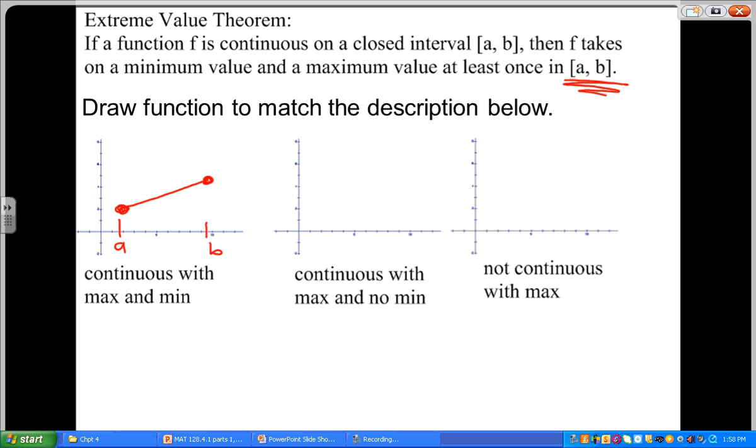The next one? Continuous with a maximum and no minimum. I will do this, A and B. It says on a closed interval though, maximum and no minimum. Continuous with a maximum and no minimum.